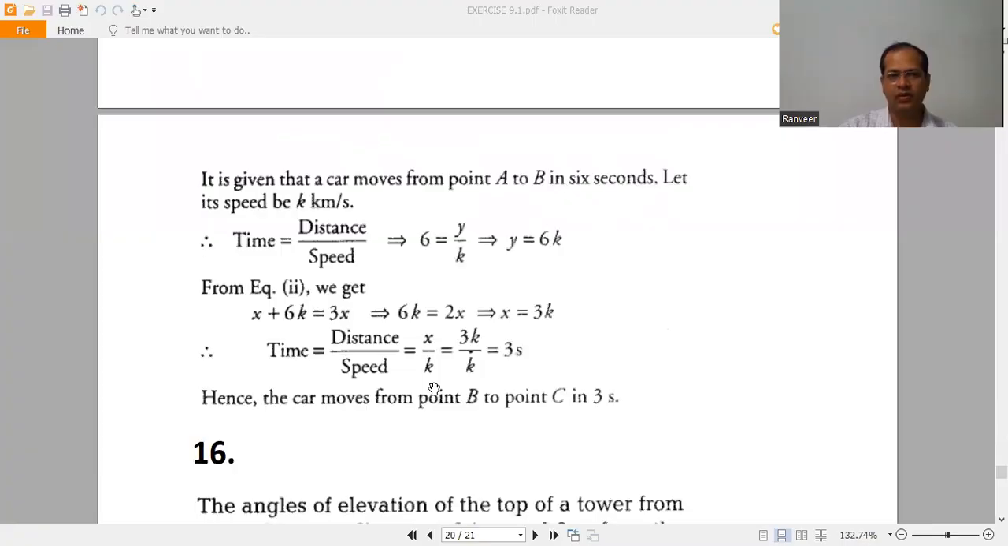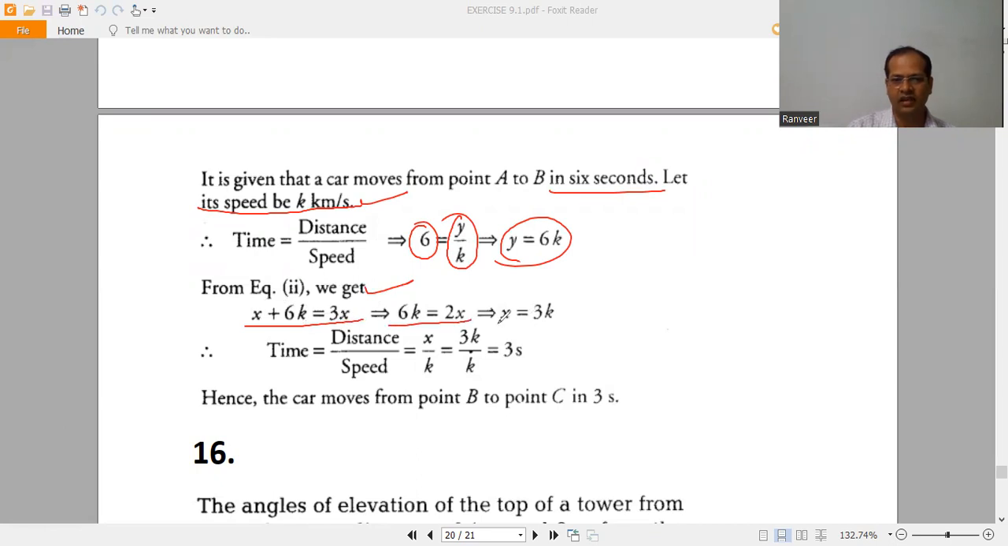Now, it is given that the car moves from the point A to B in 6 seconds. So let its speed be k meters per second. Time equals distance by speed. So time is 6 seconds, and distance is y divided by speed k. So y equals 6k. We substitute in the second equation: x plus 6k equals 3x, so 6k equals 2x. So x equals 3k.